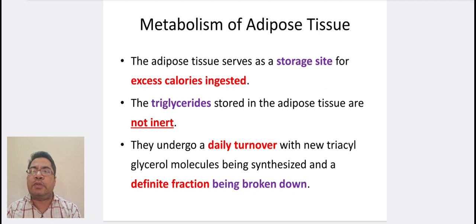Metabolism of adipose tissue. The adipose tissue serves as a storage site for excess calories ingested. The triglycerides stored in the adipose tissue are not inert. They undergo a delayed turnover, with new triacylglycerol molecules being synthesized and a definite fraction being broken down.